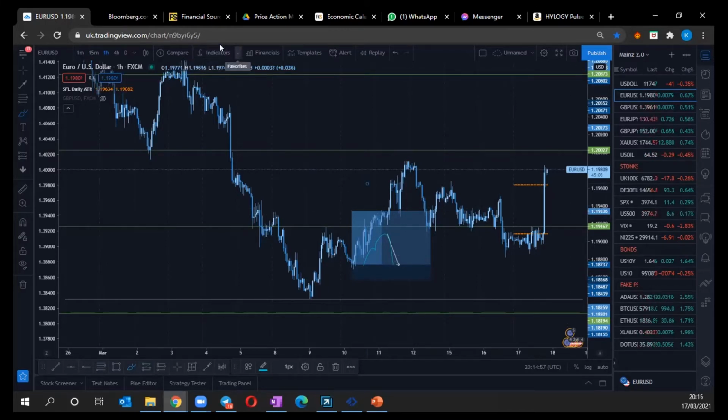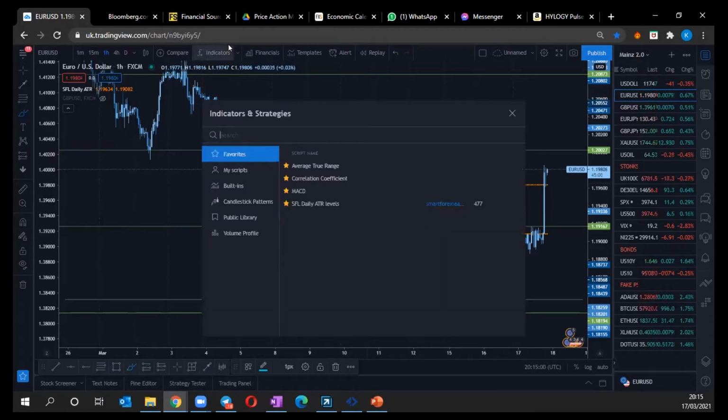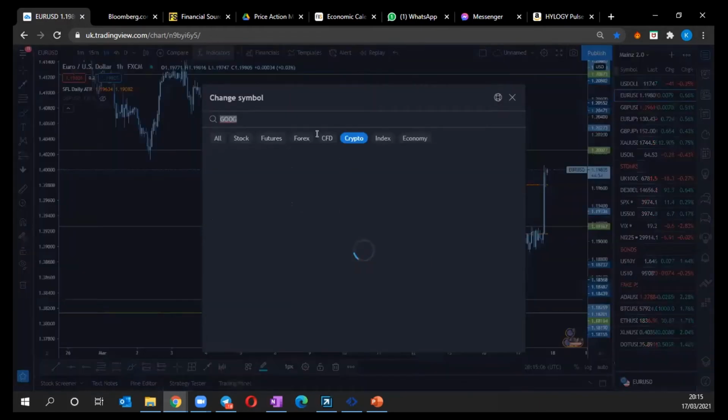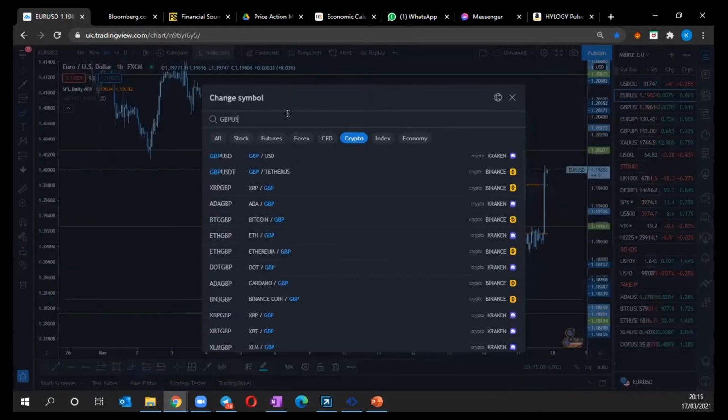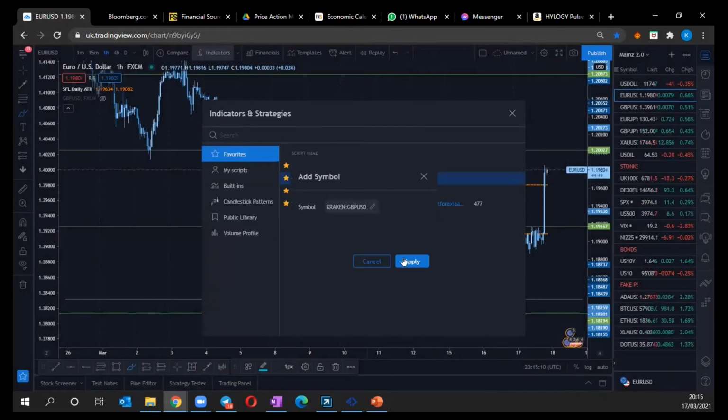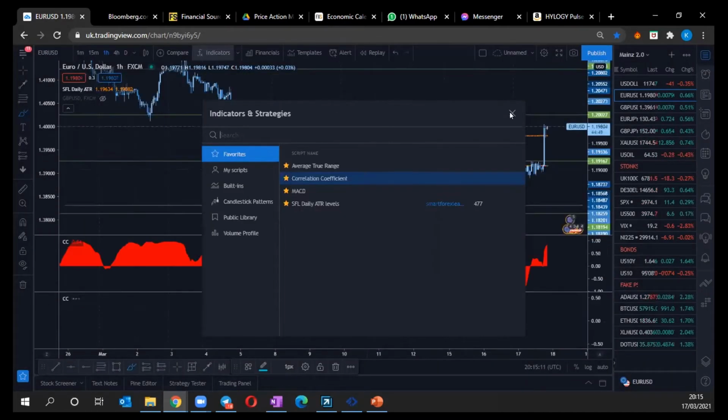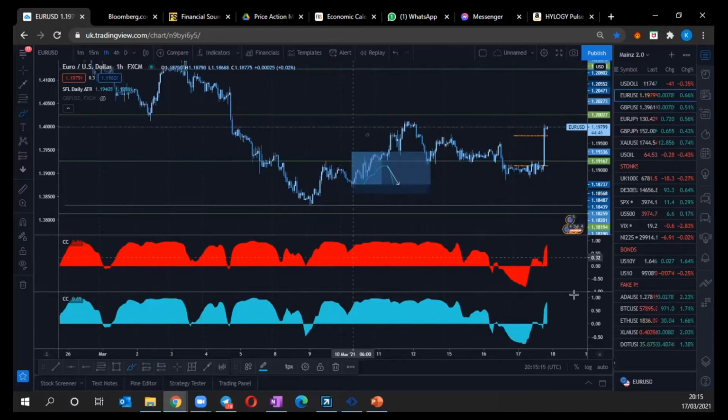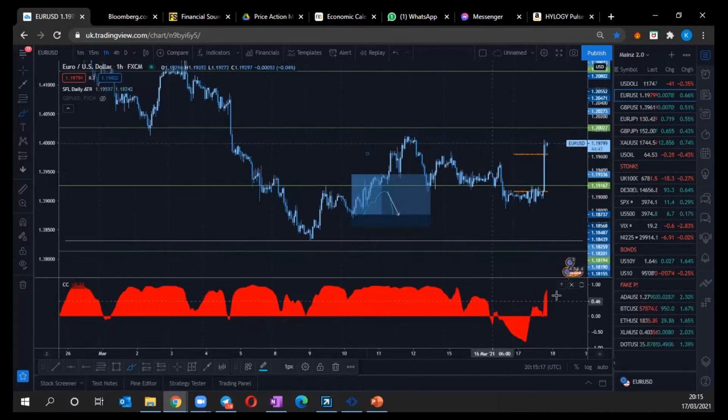There's an indicator called the correlation coefficient. It's a simple maths term, and what it does, just type in what currency you want to compare it to. Oh, I've already got one, don't I? So what it does is it gives you how strong the correlation is between the two pairs.